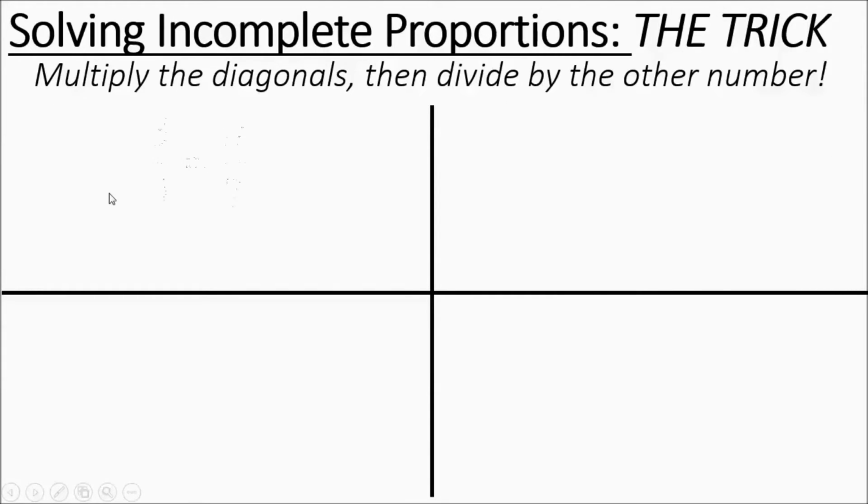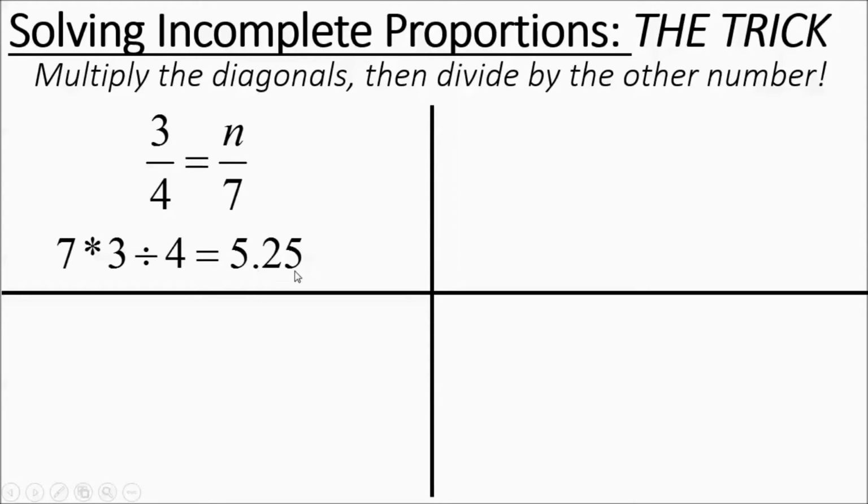Here's one. Okay, we've got 3/4 equaling n over 7. You can multiply the diagonals and divide by the other guy. So you'd type in your calculator 7 times 3 divided by 4, or 3 times 7 divided by 4. And you end up getting 5.25 on your calculator, which is going to be the missing number. 0.25 is also going to be the 1/4 as a fraction, so 5 and 1/4 would also be acceptable.